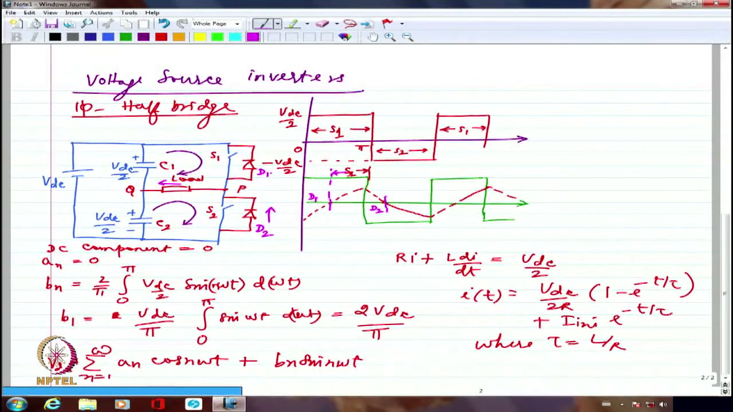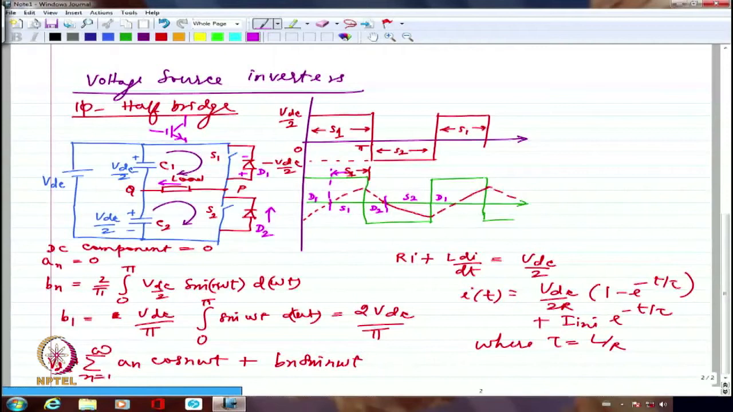Please note that S1 will be reverse biased when D1 is conducting, because when D1 is conducting, I am going to have positive here and negative here. And the switch that you connect here will be in this direction. This is how it will be. So you want basically VCE to be positive. That will not happen when the diode is conducting. So D1 will be conducting for this duration and S1 will be conducting for this duration. D2 will be conducting here, S2 will be conducting here, again D1 will be conducting here, and so on and so forth.